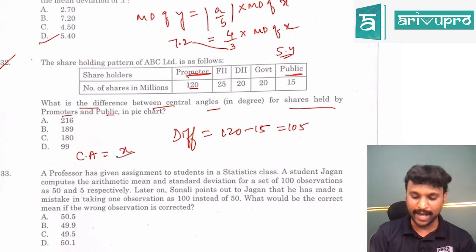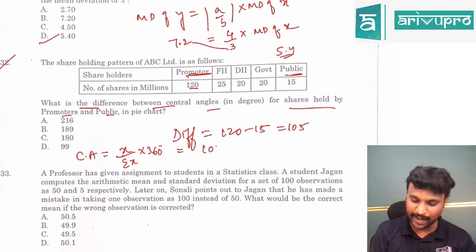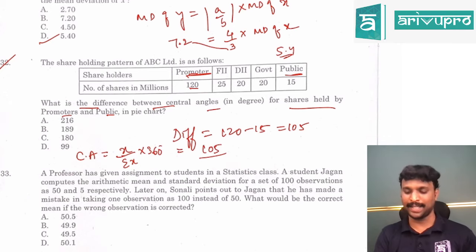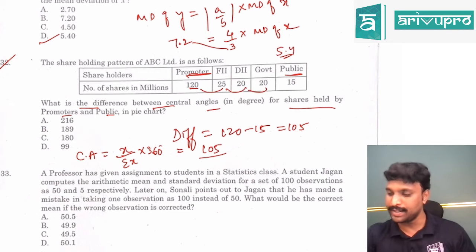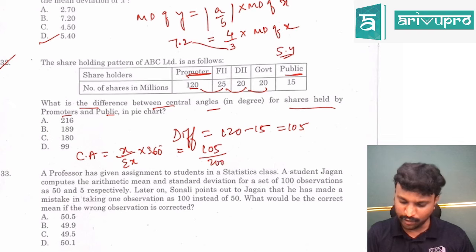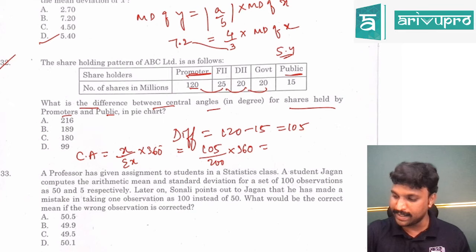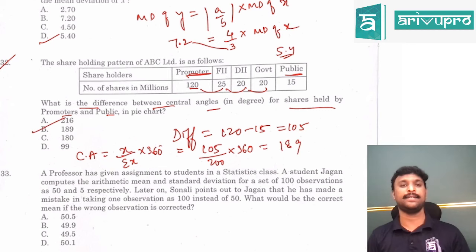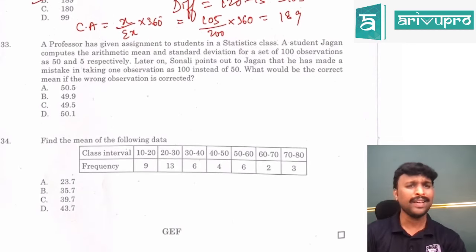What is central angle formula? X divided by summation x into 360. What is x value? The difference itself is the x value, 105. What is summation x? Sum of all these x values, guys. What is it? 120 plus 25 plus 20 plus 20 plus 15. So the sum is 200. So 105 divided by 200 into 360. If you simplify this, 105 by 200 into 360, the result is 189. So option B is the right answer. Right. Guys, look at the next question.